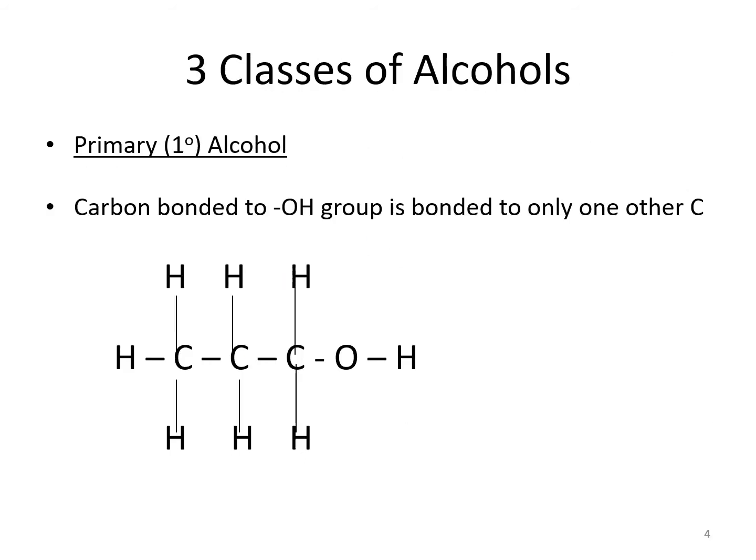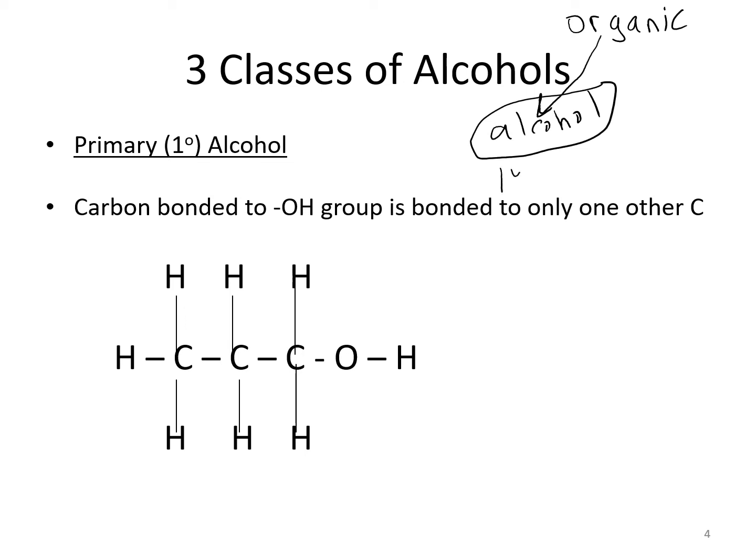So alcohols can be classified further. As I said, we have organic compounds as our overbranching topic at the top. Then we have alcohols. Within alcohols, we're going to have what we call primary, secondary, and tertiary, symbolized by 1, 2, and 3. So we're going to learn the difference between a primary, secondary, and tertiary. Primary is the first one we're going to start with.